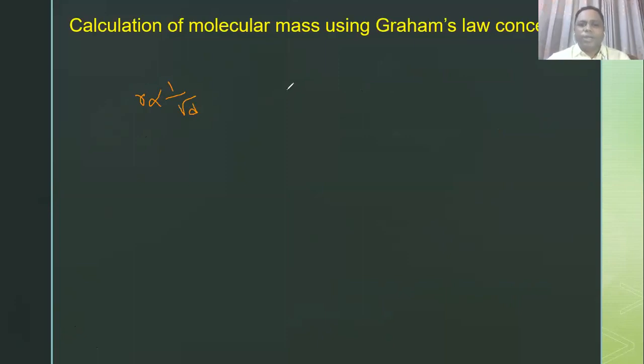So if we consider two gases like oxygen and nitrogen, we do not know their density offhand, but we know their molecular mass. You know that the mass of oxygen is 32 gram per mole and nitrogen is 28 gram per mole. But we do not know their density offhand. That's why, using the concept of Graham's law, we can derive an equation that relates molecular mass and rate of diffusion.